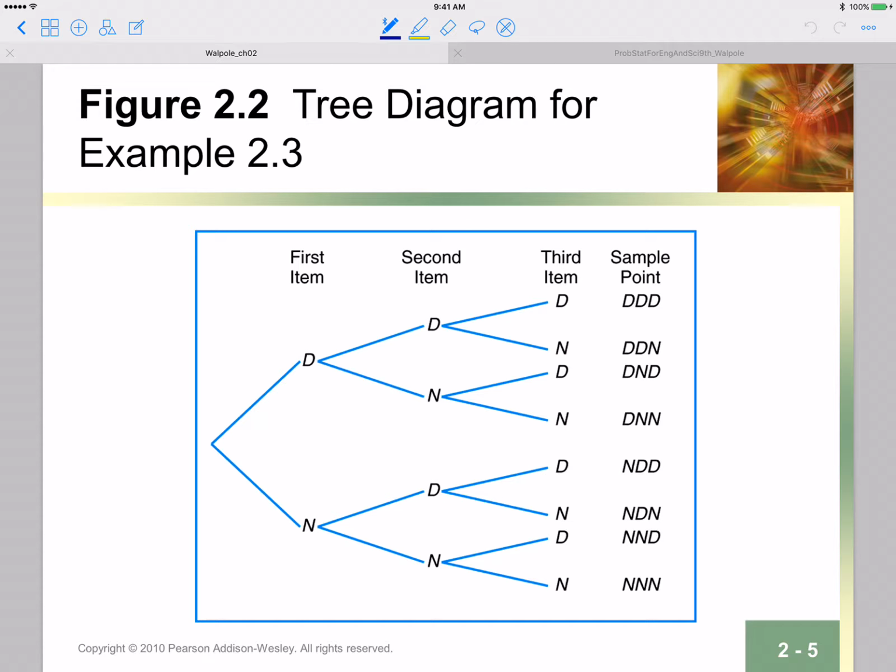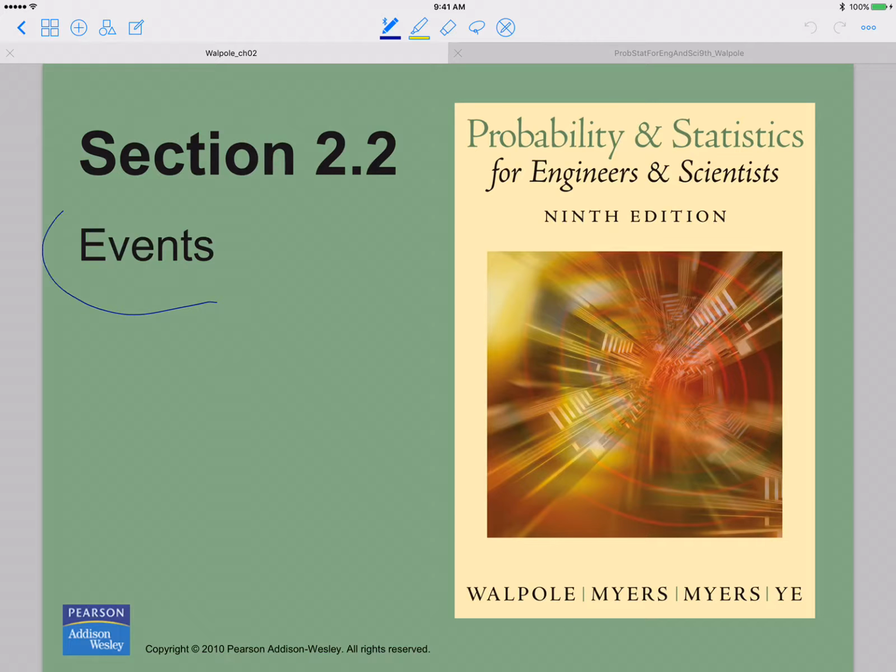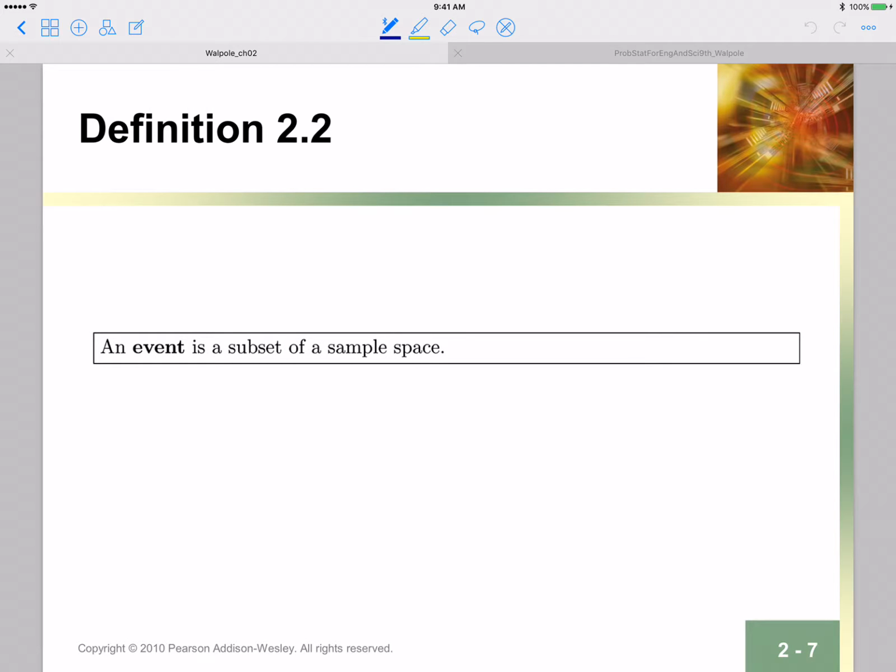Okay, this is another example. It can be viewed as a head and tail, and then we flip the coin 3 times in a row. Okay, and now the next notion or concept is called the event.